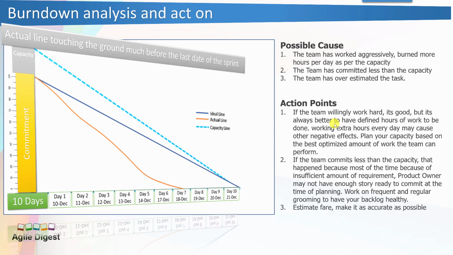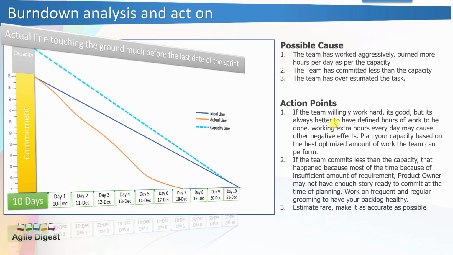Action points on this: if the team willingly works hard, it's good, but it's always better to have a defined amount of work to be done. Working extra hours every day may cause other negative effects. We're not going deep into that. What are the negative effects you'll have if you work more than your planned hours, or more than 8 or 9 hours? Plan your capacity based on the best optimized amount of work the team can perform.